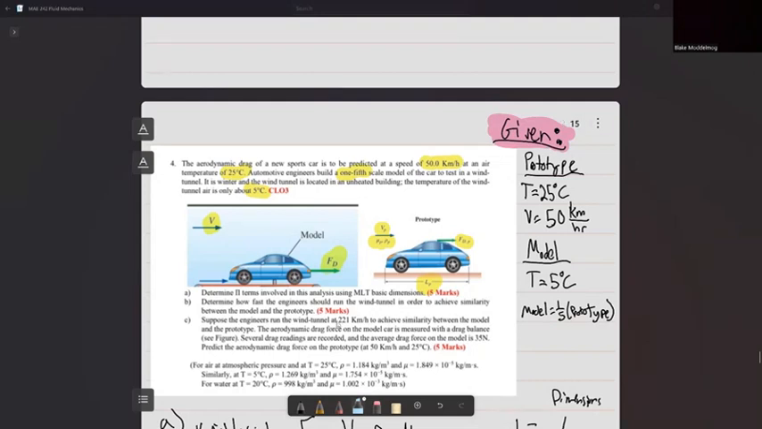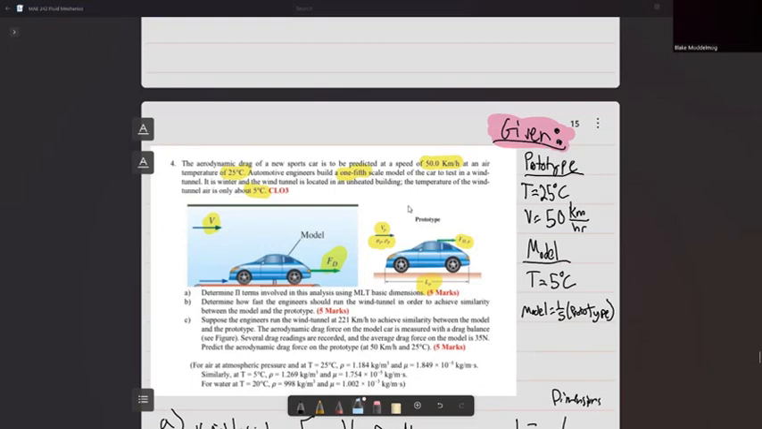And we're going to be going over part A here, determine pi terms involved in this analysis using MLT basic dimensions. So starting off, I just wrote out some of our givens. That's going to be more helpful in part B and C. So we're just going to ignore that for now.